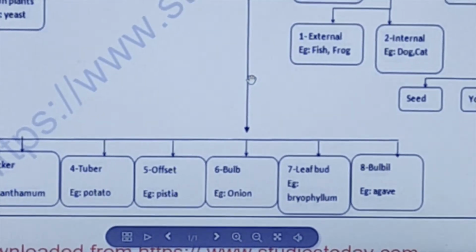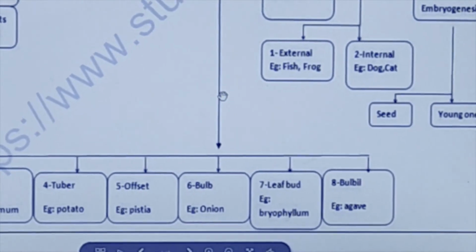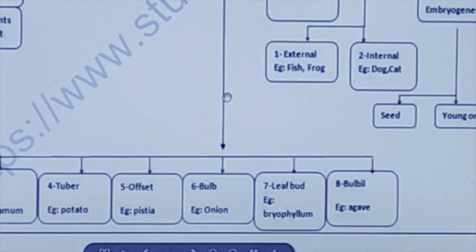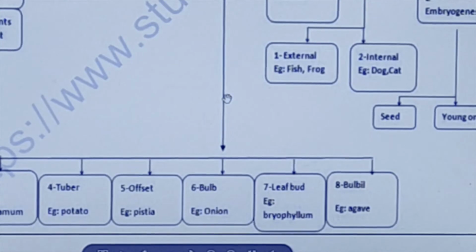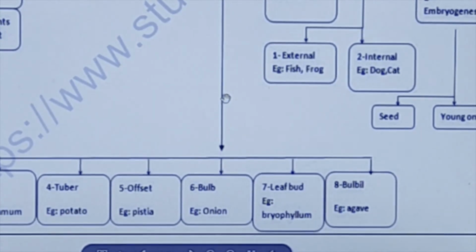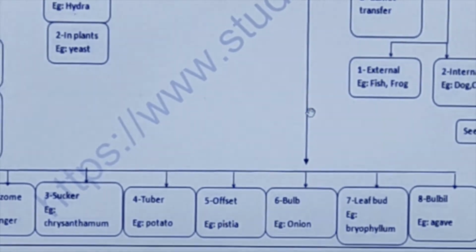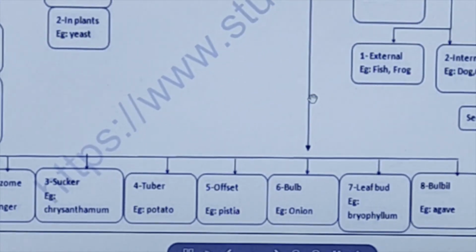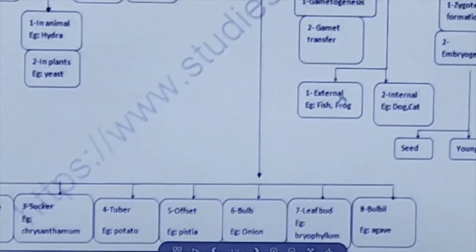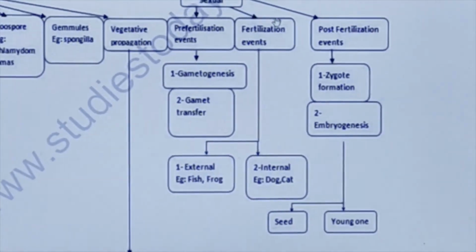It has two methods, natural and artificial. In natural, we have to remember these methods by root, stem and leaf cutting. And in the artificial method, you have to remember the different methods: cutting, layering and grafting.